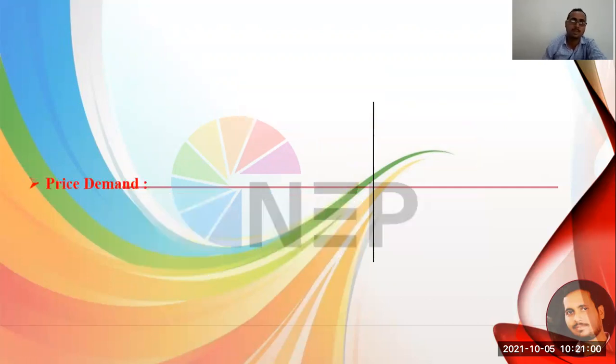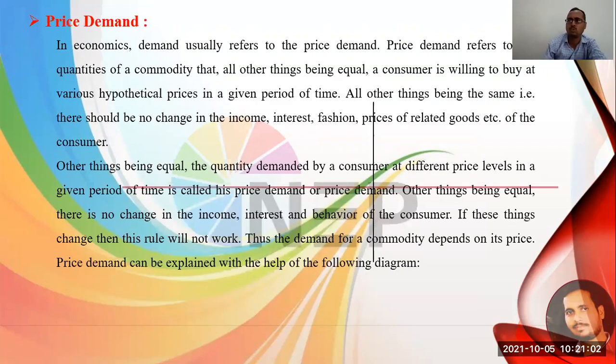First, price demand. Price demand means the effect on demand due to a change in the price of commodities. In economics, demand usually refers to price demand. Price demand refers to the quantities of a commodity that, all other things being equal, a consumer is willing to buy at various hypothetical prices in a given period of time.